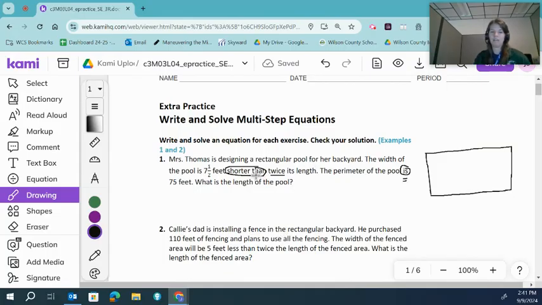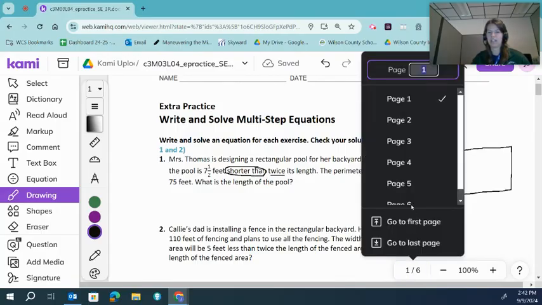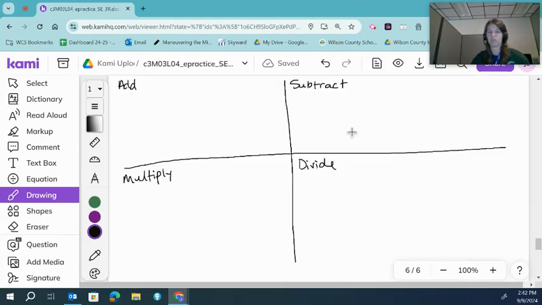If you've ever created one of these charts with your addition, subtraction, multiplication, and division, I recommend that you make one of these and keep one. So shorter than would go in my subtraction, and twice will go in my multiplication. That just means 2 times or times 2. If you come up with other ones that you want to include there, please by all means do that. As you go through these, I'd recommend that you add any terms or vocabulary that you come across to this chart.